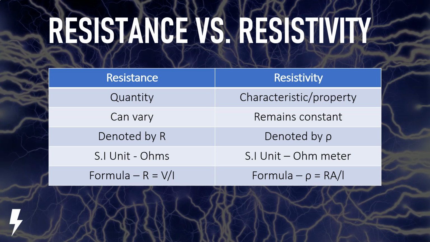So in this table, I've summarized the essence of this video: resistance versus resistivity. So resistance is a quantity, whereas resistivity is a characteristic or a property. The former can vary, while the latter remains constant. Resistance is denoted by R, and resistivity is denoted by ρ. The SI unit of resistance is ohms, while the SI unit of resistivity is ohm meter. And the formula of resistance is equal to potential difference divided by current, and the formula of resistivity is rho is equal to resistance times area of cross-section divided by length of conductor.